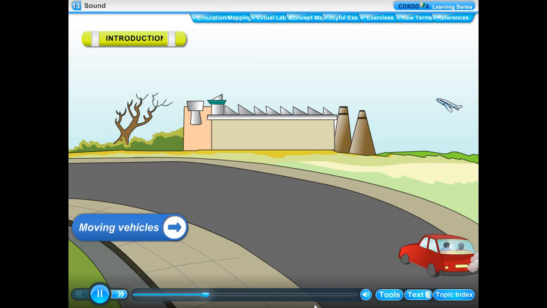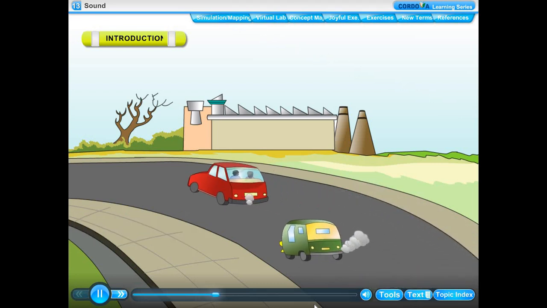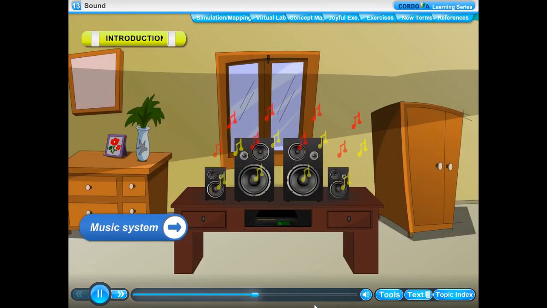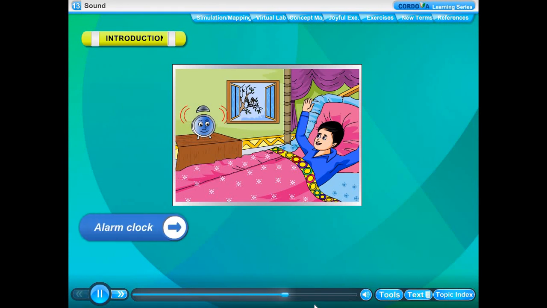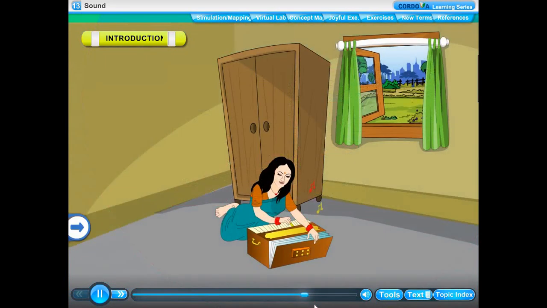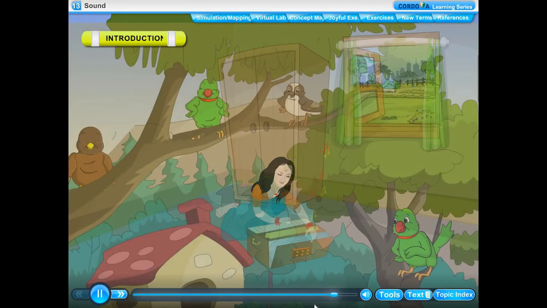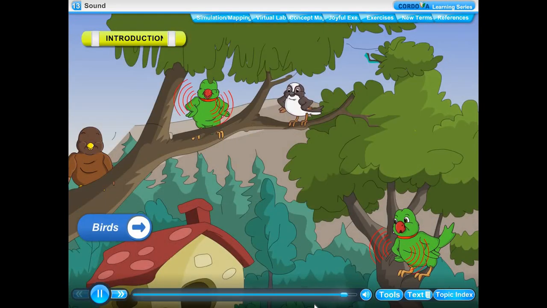Moving vehicles, television, music system, alarm clock, musical instrument, birds, sound-producing bodies.